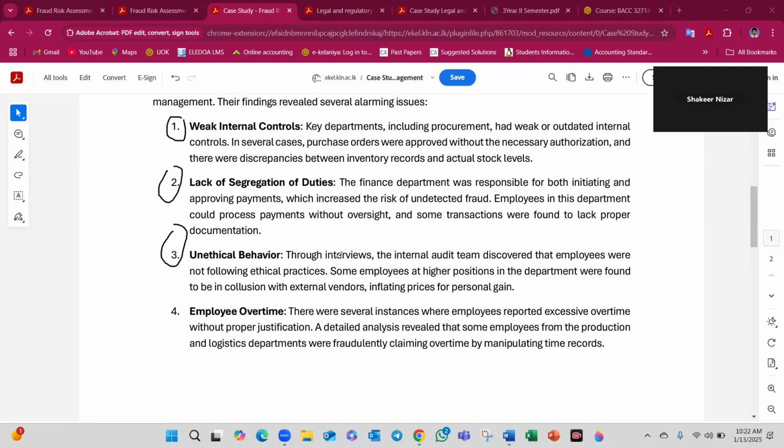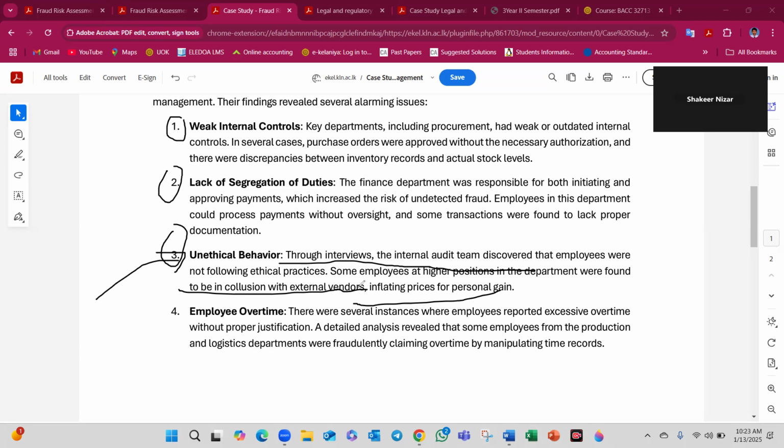Unethical behavior. Through interviews, the internal audit team discovered employees were not following ethical principles. Some employees in higher positions in the department were found to be in collusion with external vendors, inflating prices for personal gain. It is a collusion. This is a rationalization. Opportunity, it also can be opportunity, motivation, or pressure. Sometimes it can be either way.